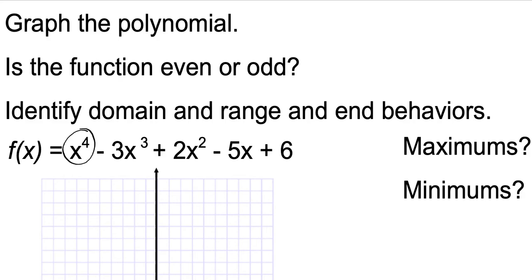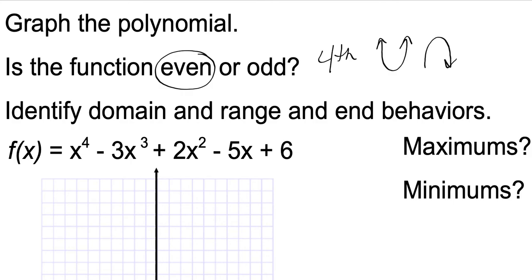So we look at the highest power. That's x to the 4th. So that's going to be an even degree. And specifically, it's a 4th degree polynomial. So we know 4th degree polynomials are going to model parabolas with their end behaviors. Okay, either both going up or both going down.